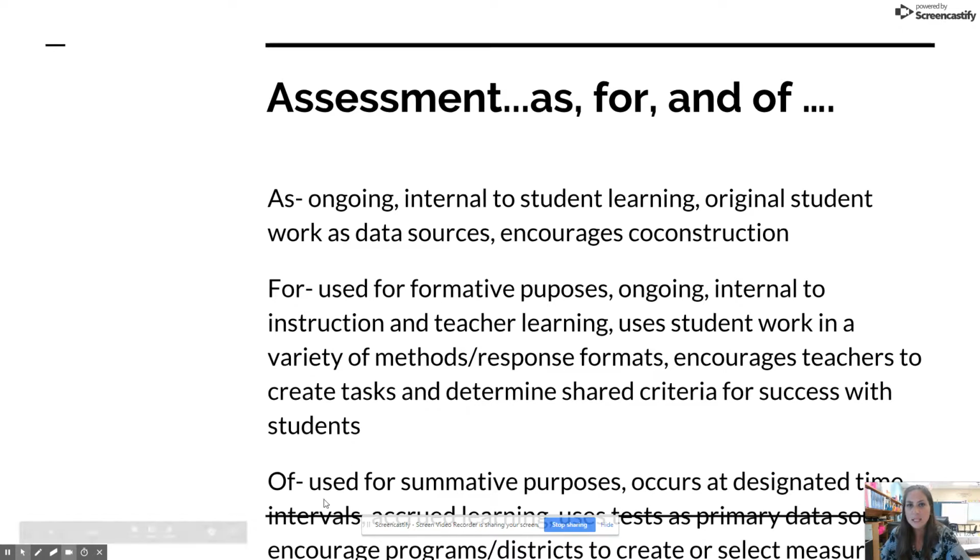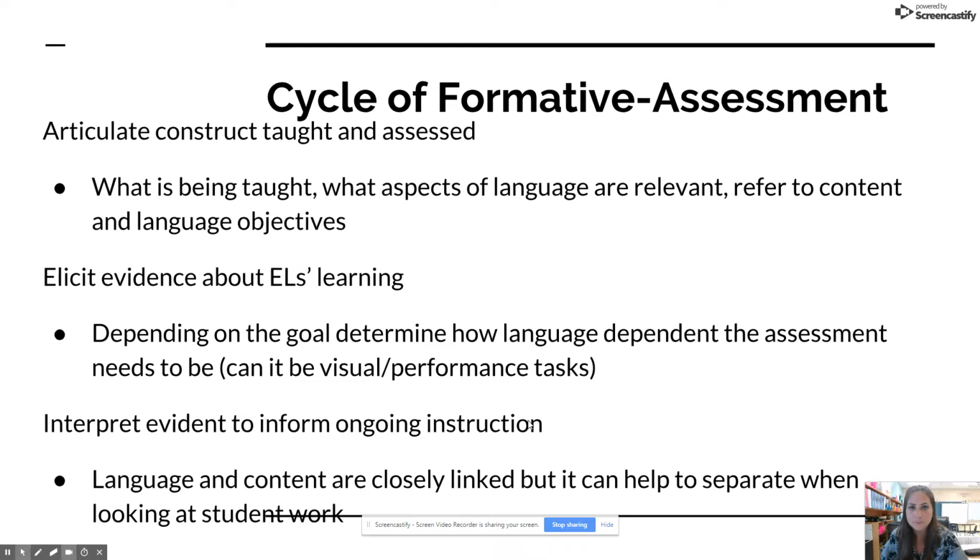When we're thinking of assessment of learning, that's more of our testing. Think about it for summative purposes. It's going to happen at a specific designated time, and a test is the primary source of data. So think about state testing for that.